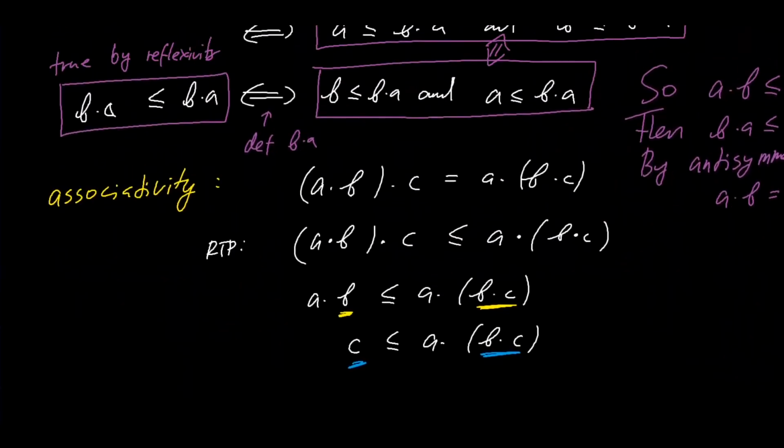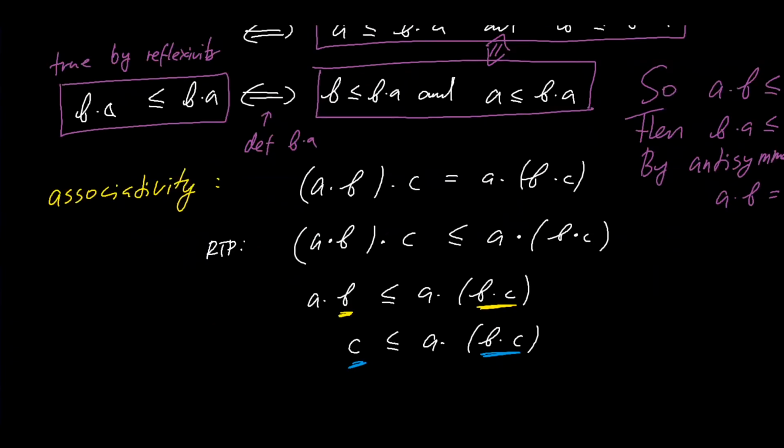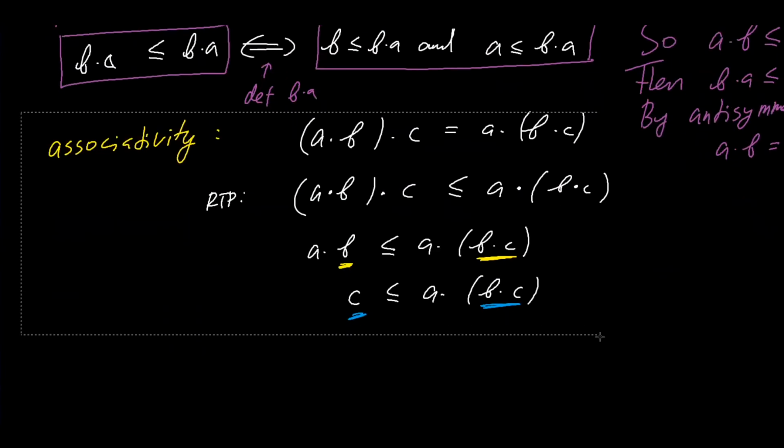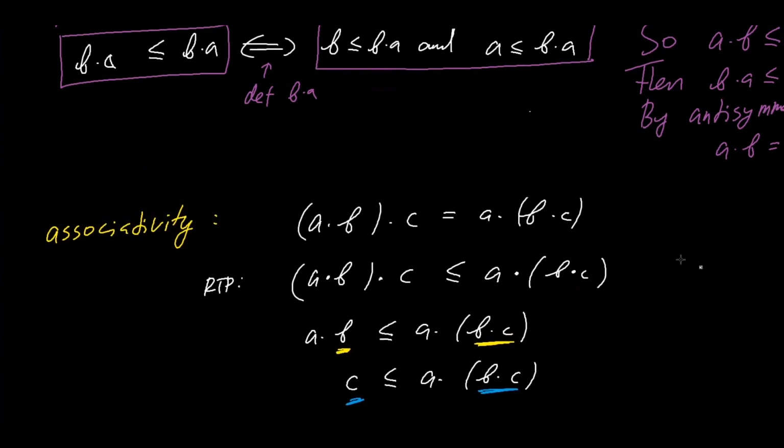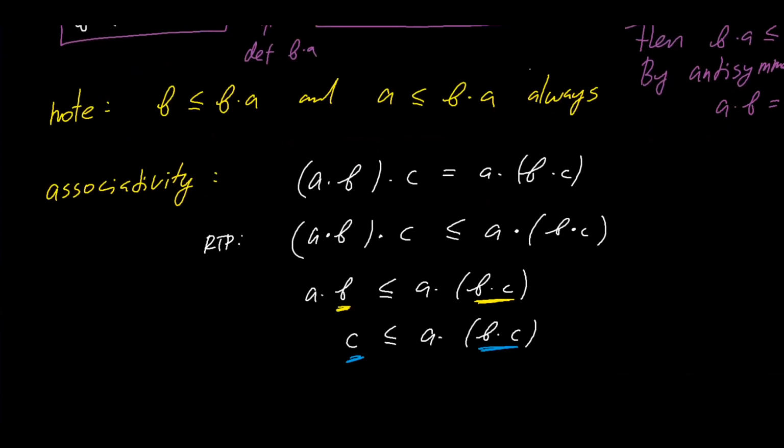And now we will try to prove associativity, remarking that already from this illustrative rule here, we can already conclude something else that's going to be very useful. So in passing, we were able to prove as well that B is always less or equal to B dot A, and A is always less or equal to B dot A, right? This is always true.